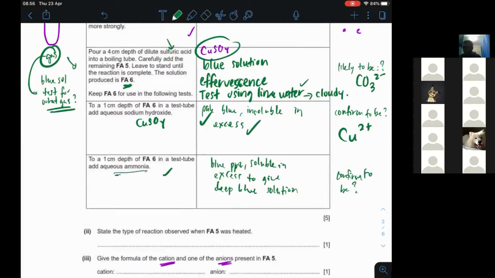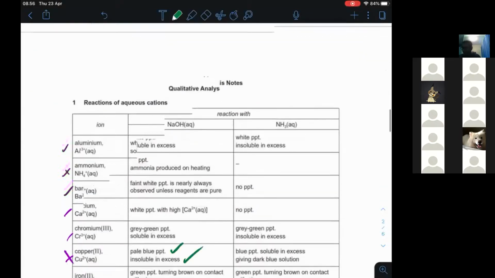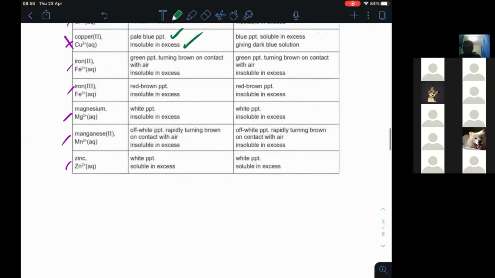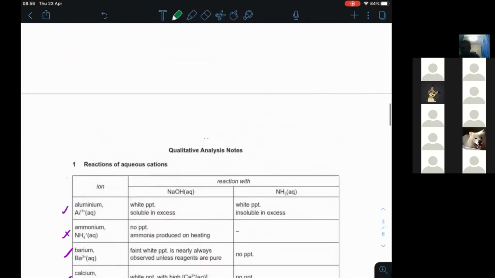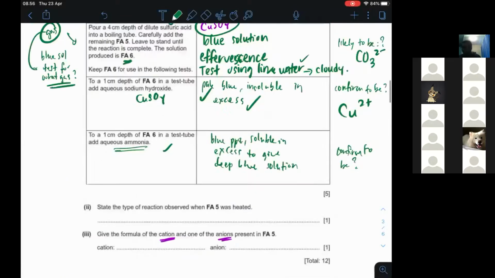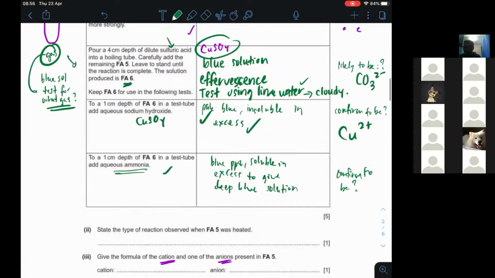They asked you to add aqueous ammonia. What you will do is, when you add it, you see a blue precipitate. I will write down here: you see a blue precipitate, but it is soluble in excess to give you a deep blue solution.